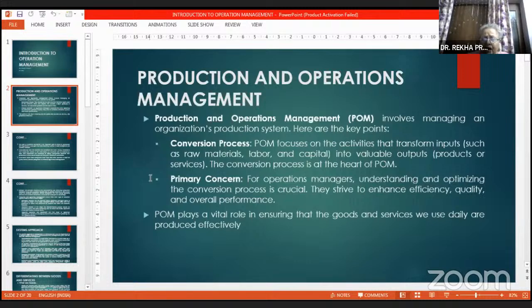It should be outward looking. The consumer should be the focus. What they require, when they require, at what price they require, all these things should be taken in. So this is basically a conversion process.